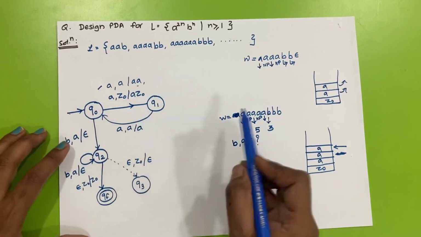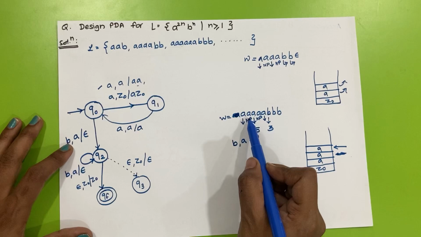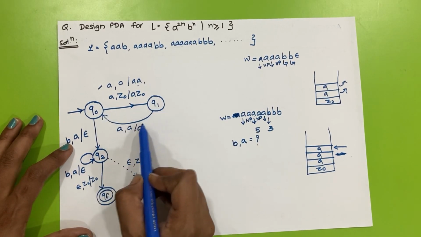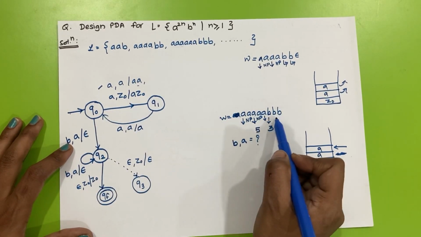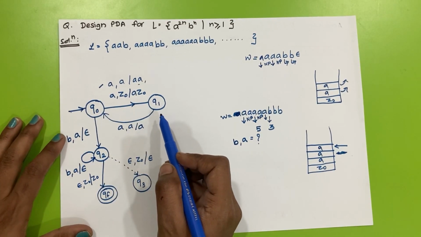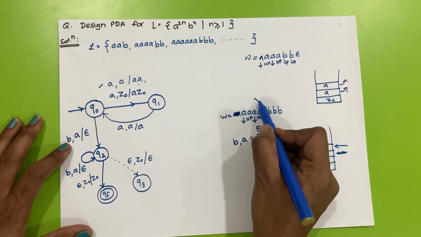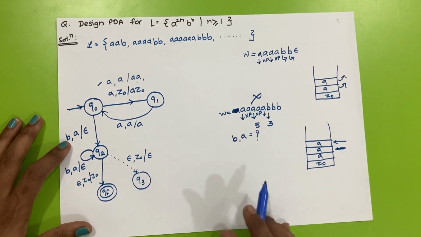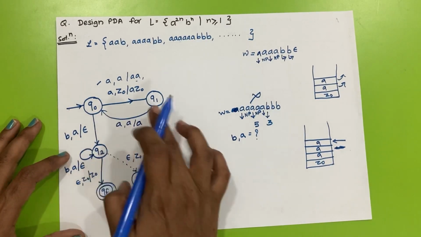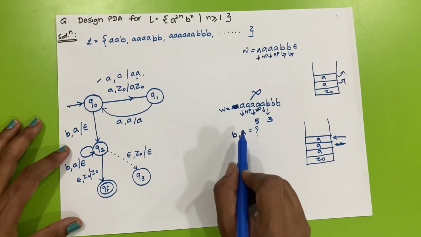Half of the string w is processed by this PDA, but from here onwards we don't have any transitions to move forward. This string will not be processed by this PDA because it is wrong. Wrong strings are not processed by this PDA. So this was the simulation for a wrong string.